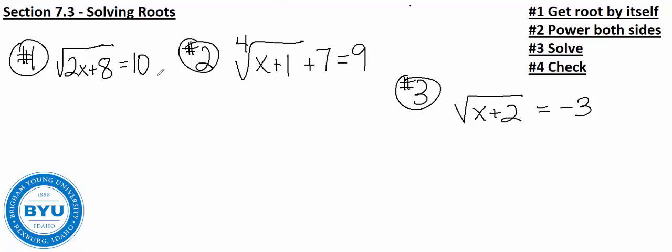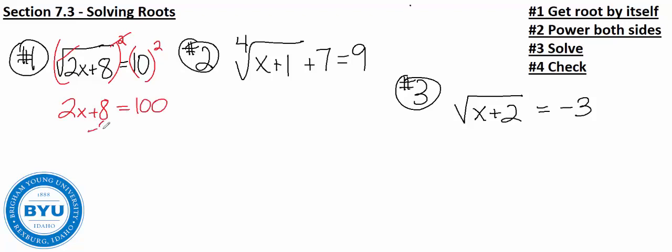Welcome back. Let's do it. Here we go. We're going to follow this 4-step process. Step number 1, get the root by itself. The square root's already by itself. So let's go ahead and power both sides. We'll raise both sides to the second power to undo the root. That leaves me with 2x plus 8 equals 100.